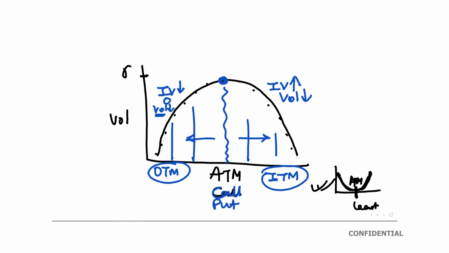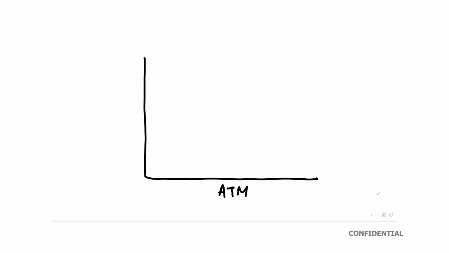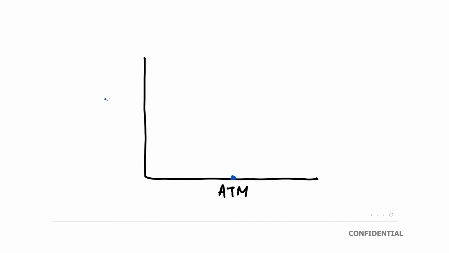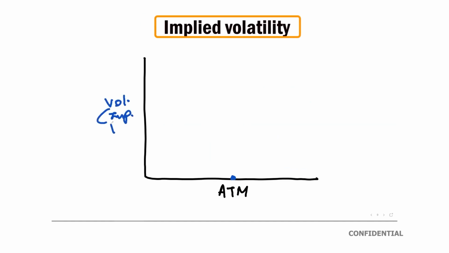Now, this volatility smile, where at the money is at the center, what is that? Let me explain that quickly if you can understand. Imagine that this is the at the money option, and this is the volatility. Volatility is also called implied volatility. You know what is implied volatility? Let me explain that first, and then I'll go back.